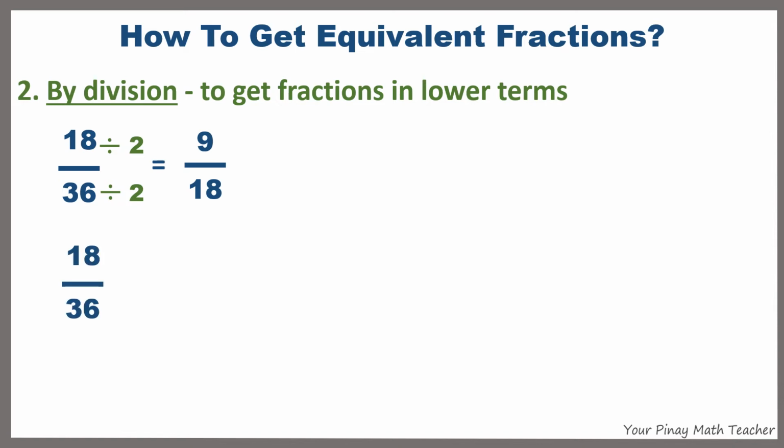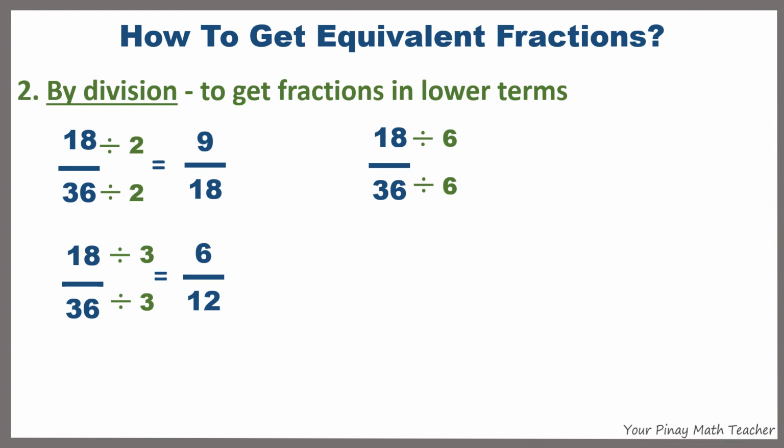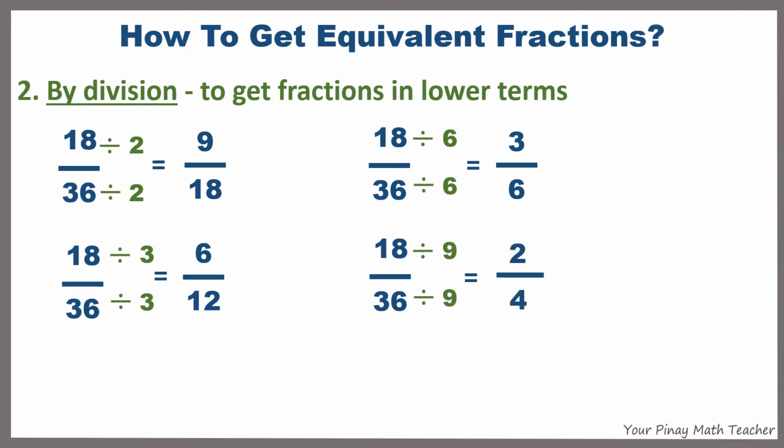18/36 can also be divided both by 3. 18 divided by 3 is 6. 36 divided by 3 is 12. 18 and 36 can also be divided by 6. So the answer, or the equivalent fraction, is 3/6. 18 and 36 can also be divided by 9. So the answer is 2/4. And lastly, 18 and 36 can be divided by its greatest common factor, 18. So the answer is 1/2.